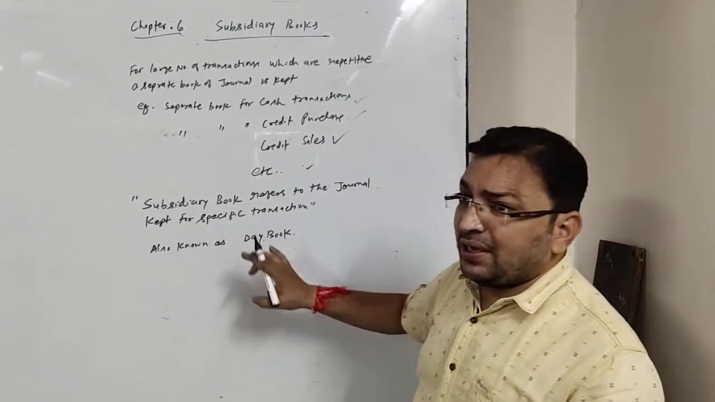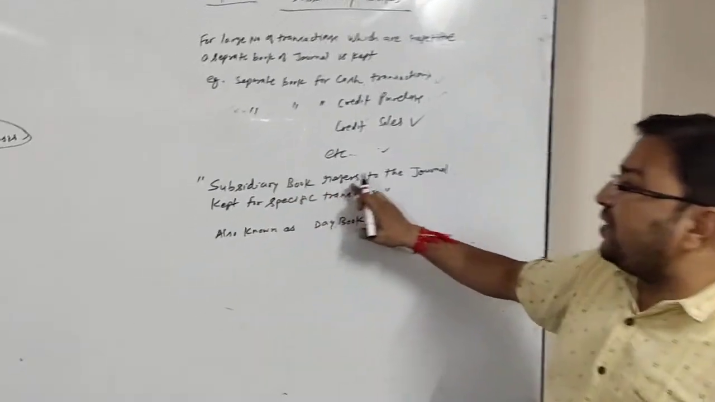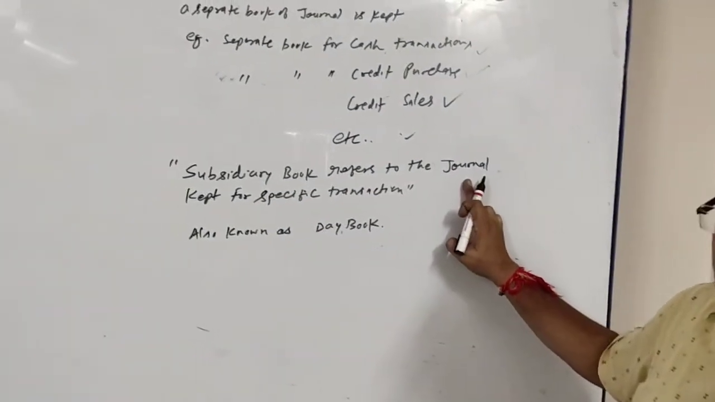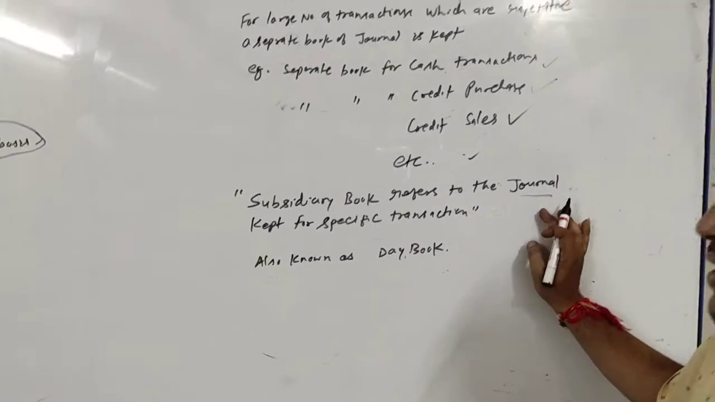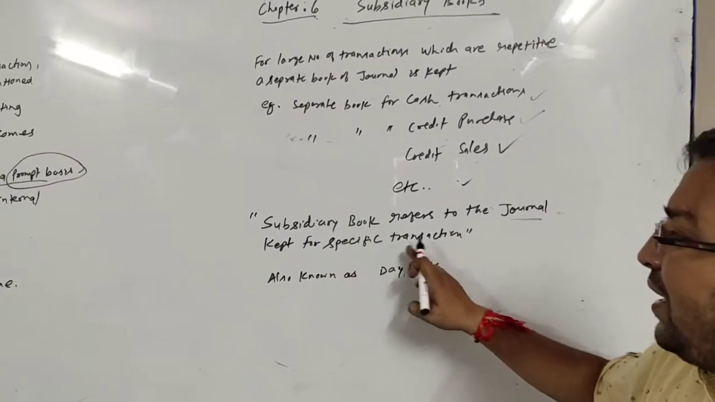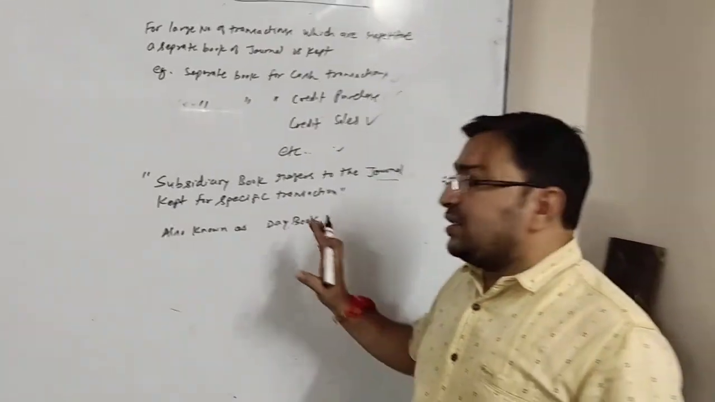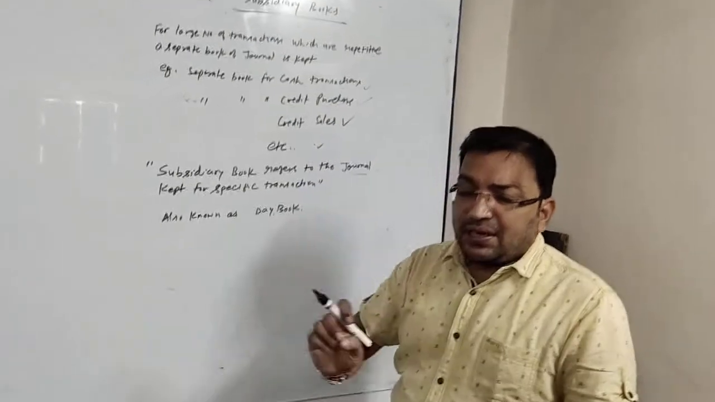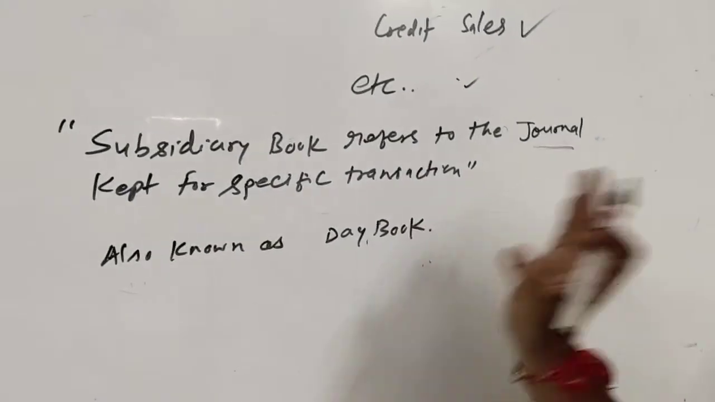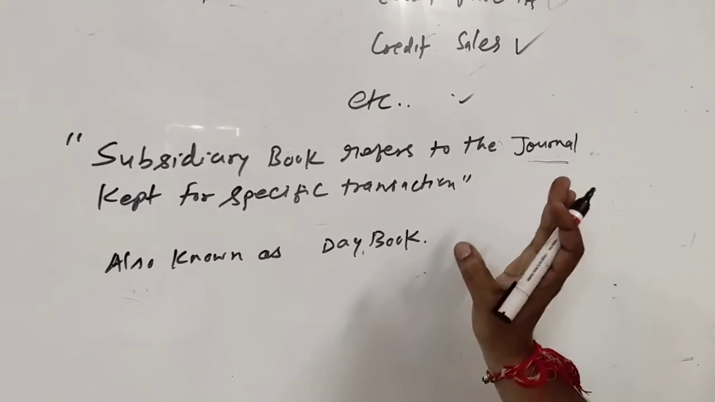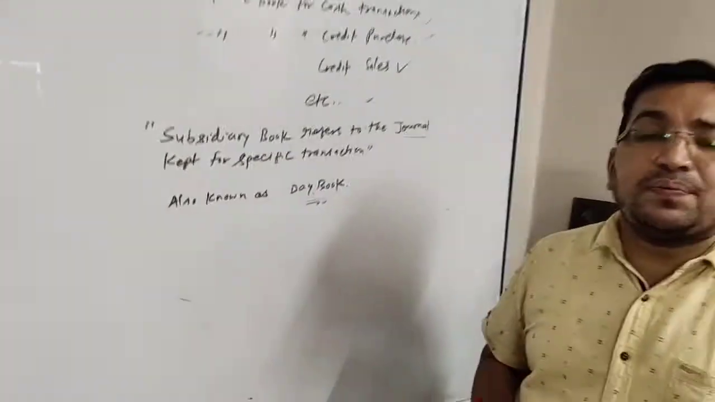Now we will see the meaning of subsidiary book in an organized way. Subsidiary book refers to the journal. It is also a journal, but a journal which is kept for specific transactions. So subsidiary book refers to the journal which is kept for specific transactions. It is also known as day book. What is the other name of subsidiary book? Day book.